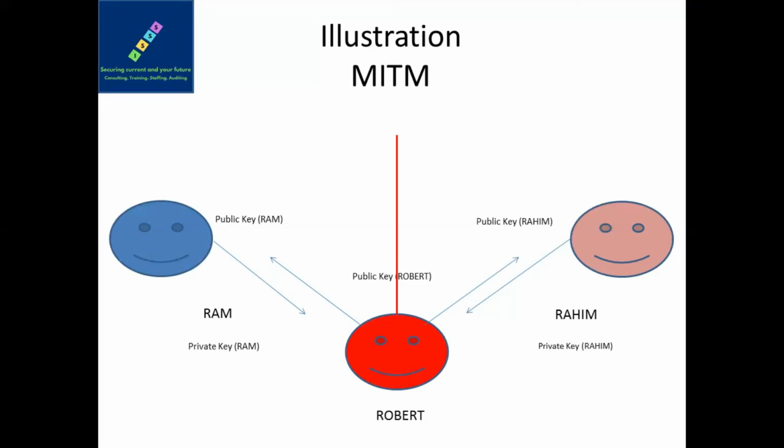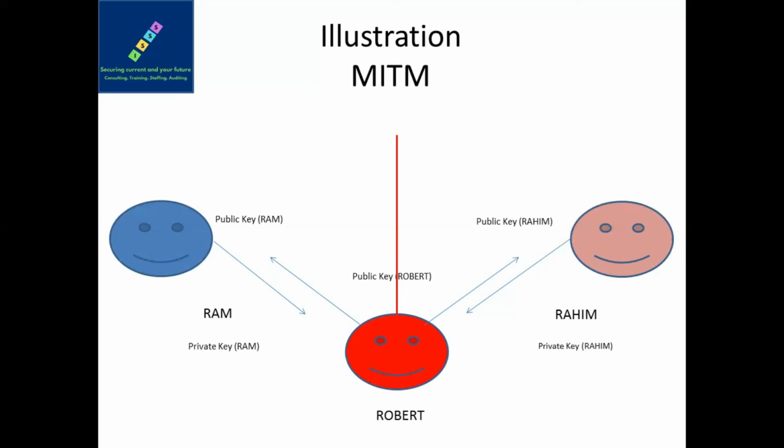He's going to either listen to the message or he's going to modify it, whatever it is. Sniffing is more towards confidentiality, and modification is more towards the integrity part of it. And interception and fabrication can also happen, because Robert is going to spoof the identity of Rahim and send the public key to Ram.